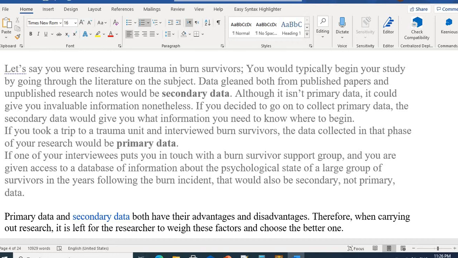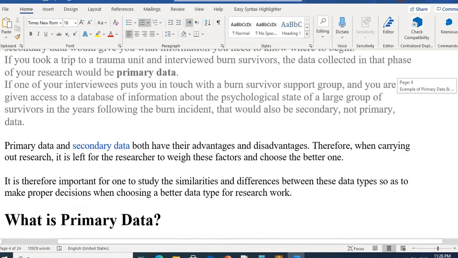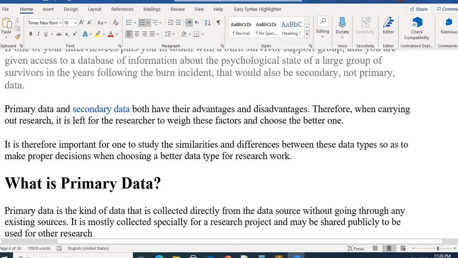Primary data and secondary data both have their advantages and disadvantages. Therefore, when carrying out research, it is left for the researcher to weigh these factors and choose the better one. It is therefore important to study the similarities and differences between these data types so as to make a proper decision when choosing a better data type for research work.